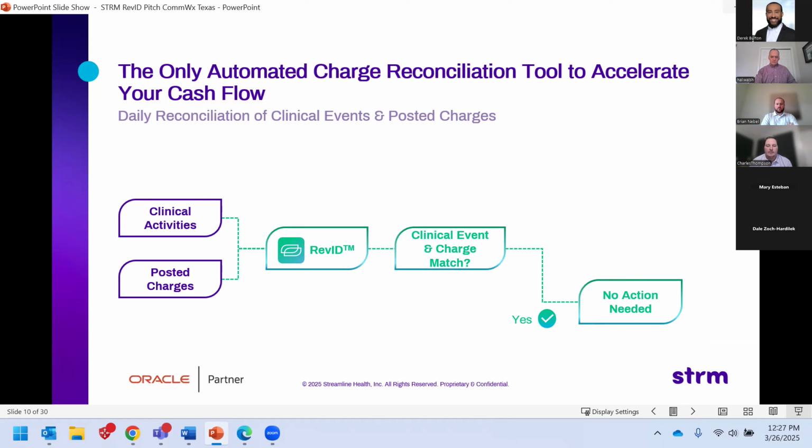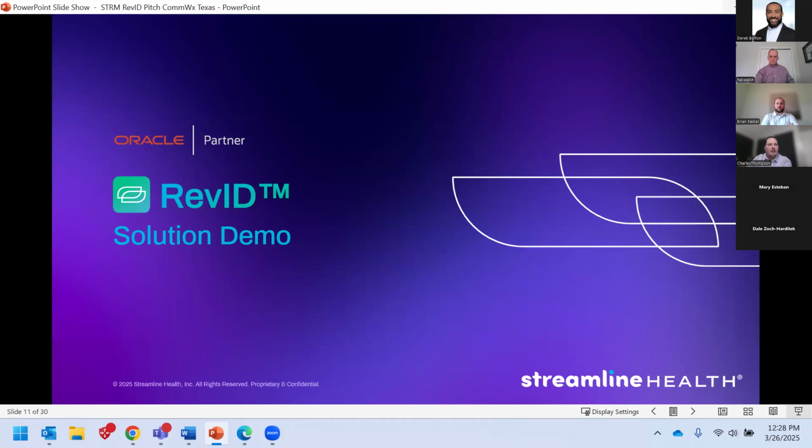If we do not for those particular encounters, then no action is needed and it moves on in the billing process. If there is an issue, a discrepancy, then RevID will flag that. In the system, you will see those missing charges when I dive into that. So with that, I'm excited to show you what RevID looks like. And also, as Jessica had mentioned, and we've talked about before, the simple ease of use of the system.